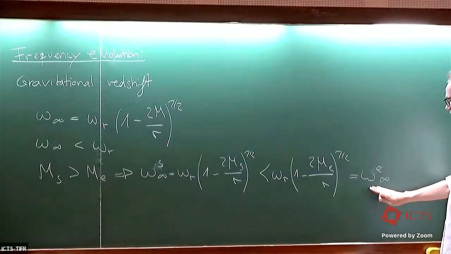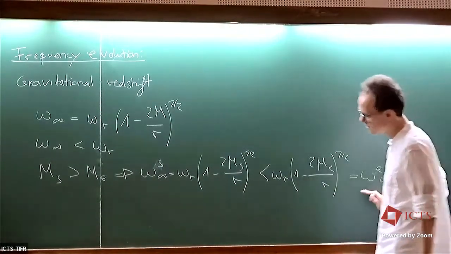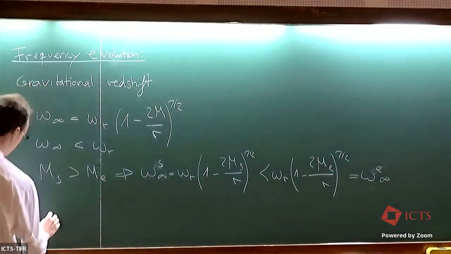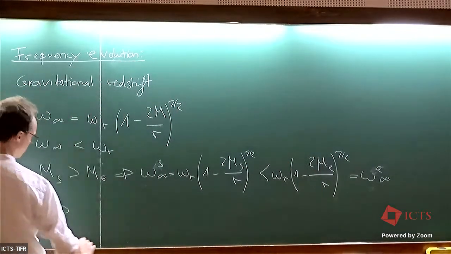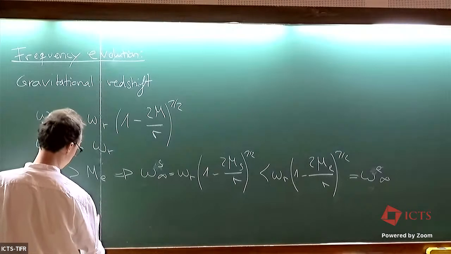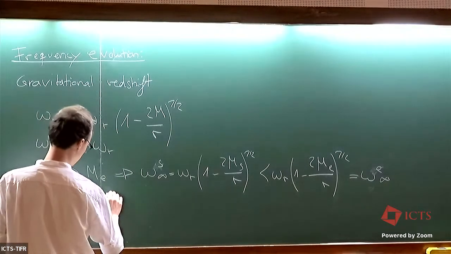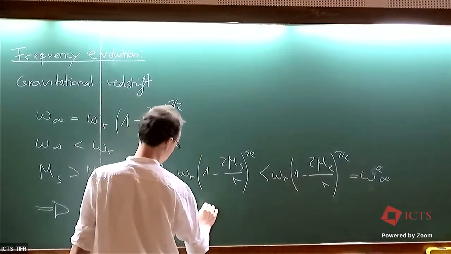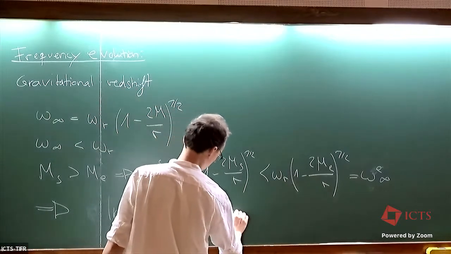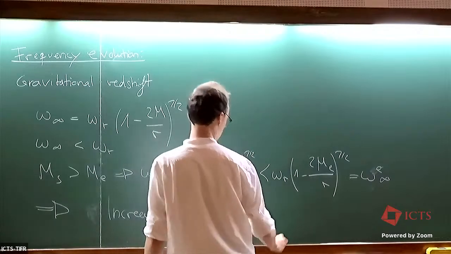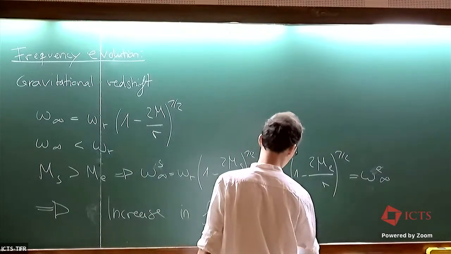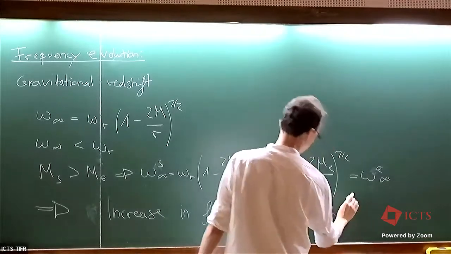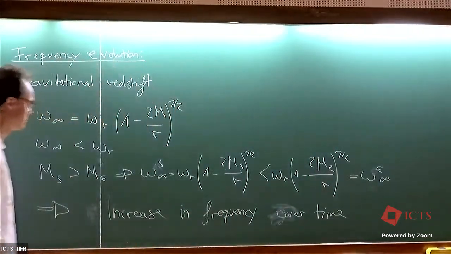Okay? So the frequency at the end is larger than the frequency at the beginning, which basically means that you have a spin up, or an increase in frequency.